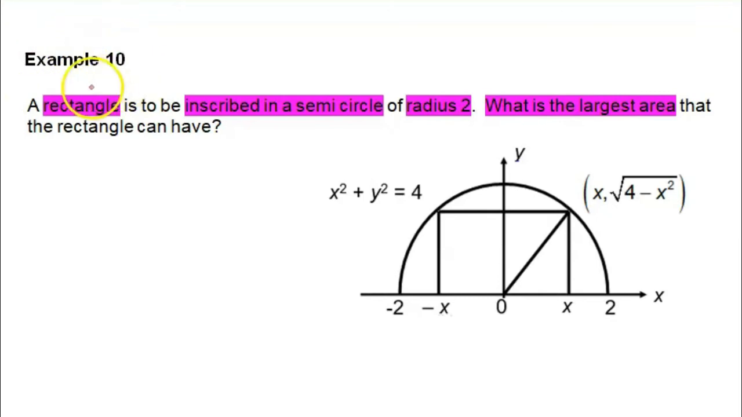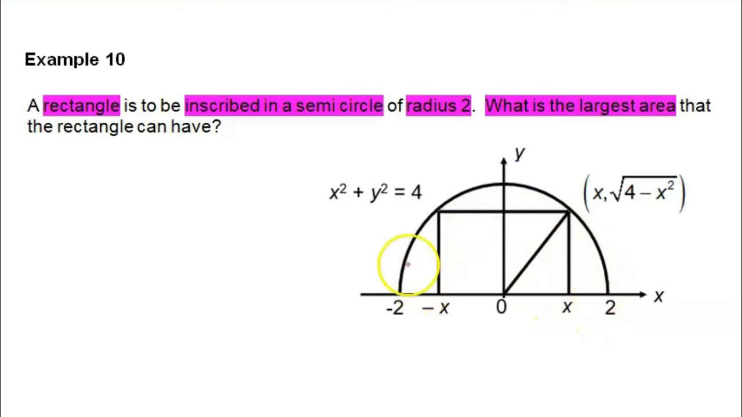Now we are in example 10 where a rectangle is to be inscribed in a semicircle of radius 2. What is the largest area that the rectangle can have? We are provided with this diagram here where we have a semicircle inscribed with a rectangle. The length of the rectangle goes from negative x to x.